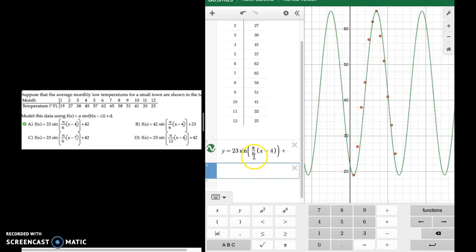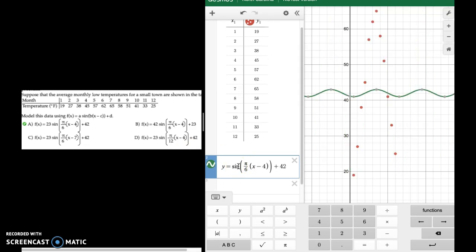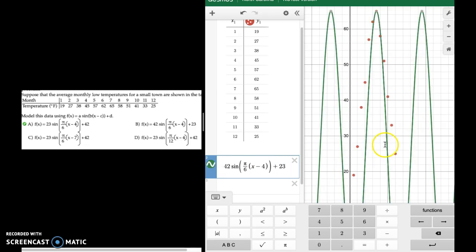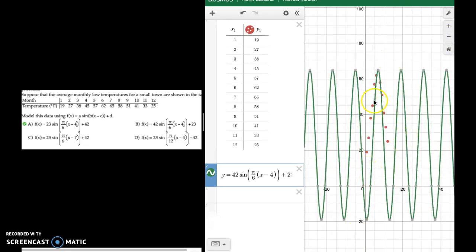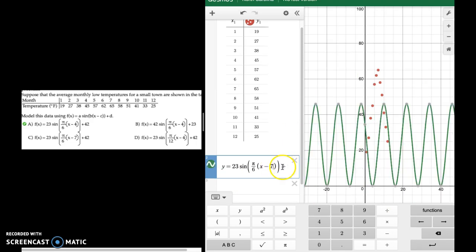But let's say that I changed it to B. So B has 42. It has the exact same information except they flipped the 42 and the 23. So we can clearly see that it does hit some of those points, but it's definitely not a best fit model as far as the way it looks and the actual length of your wave. So what you can do is continue to look at these. You can keep plugging the values in until you find the one that is the best fit model.